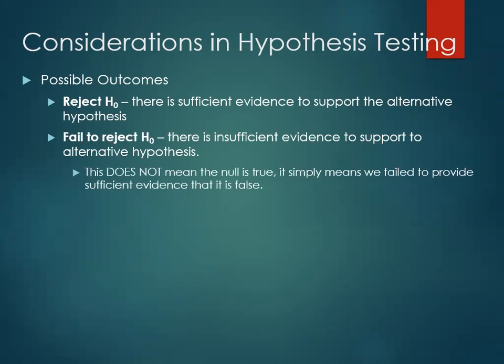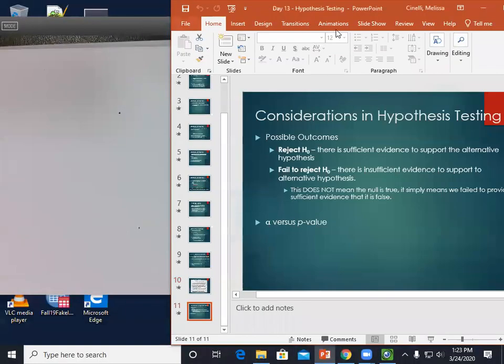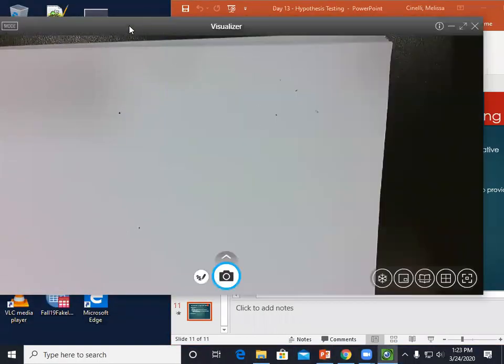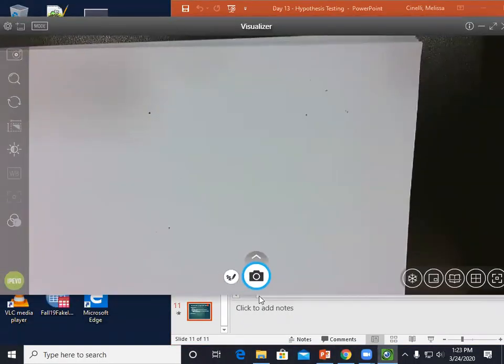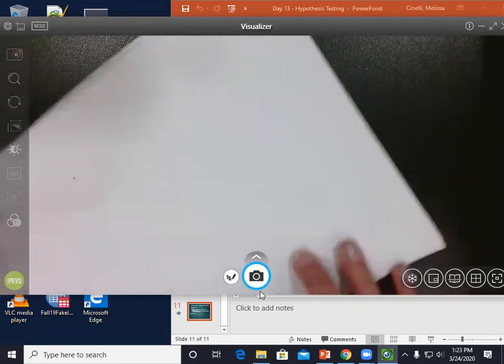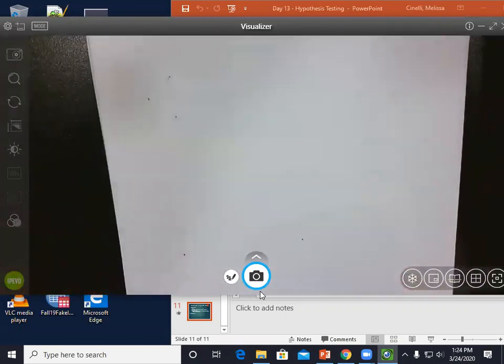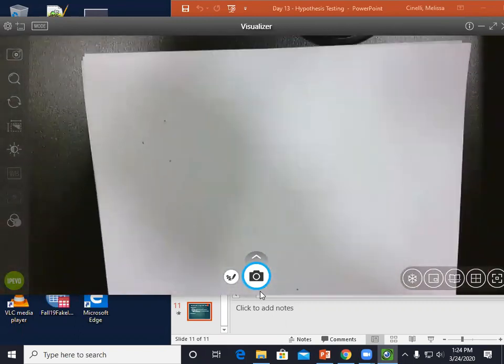This does not mean the null hypothesis is true. It simply means we failed to provide sufficient evidence that it's false, right? And that is a lot of doublespeak happening in there. So I want to go back to our whiteboard again to talk about an example of this, and we can see the errors happening in here as well.